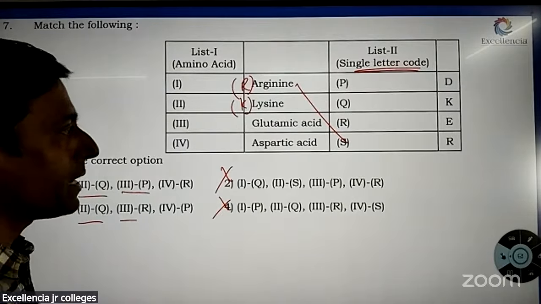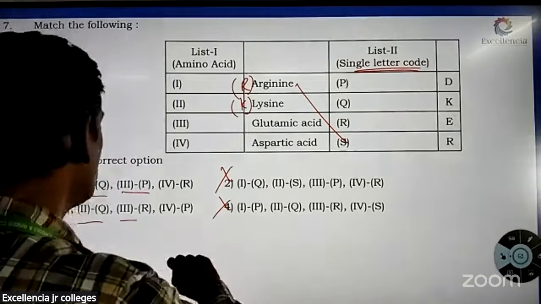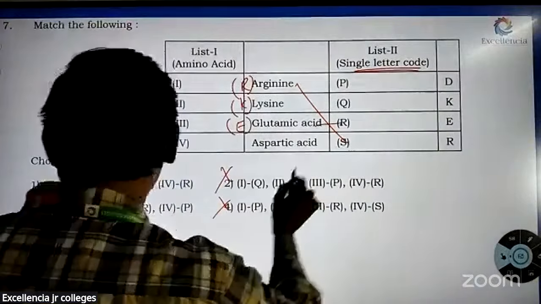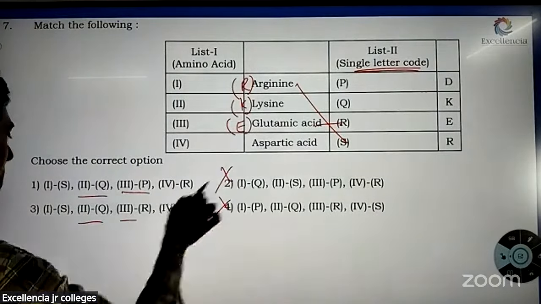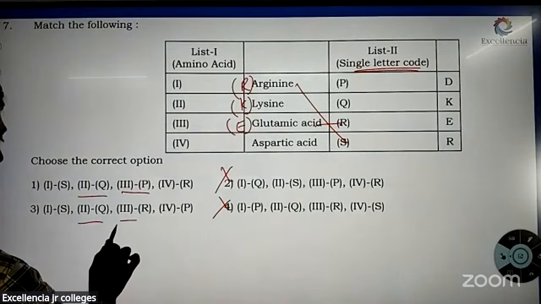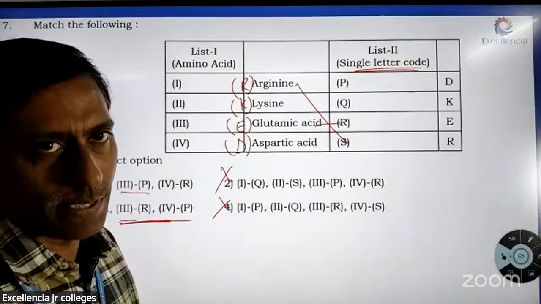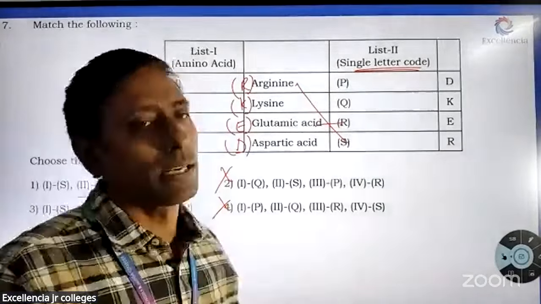Glutamic acid. Glutamic acid is what? E is the symbol for glutamic acid. So E is R. So the third one is R. That's all. This becomes the answer. The fourth one is P. D is the symbol. So single letter codes are asked.